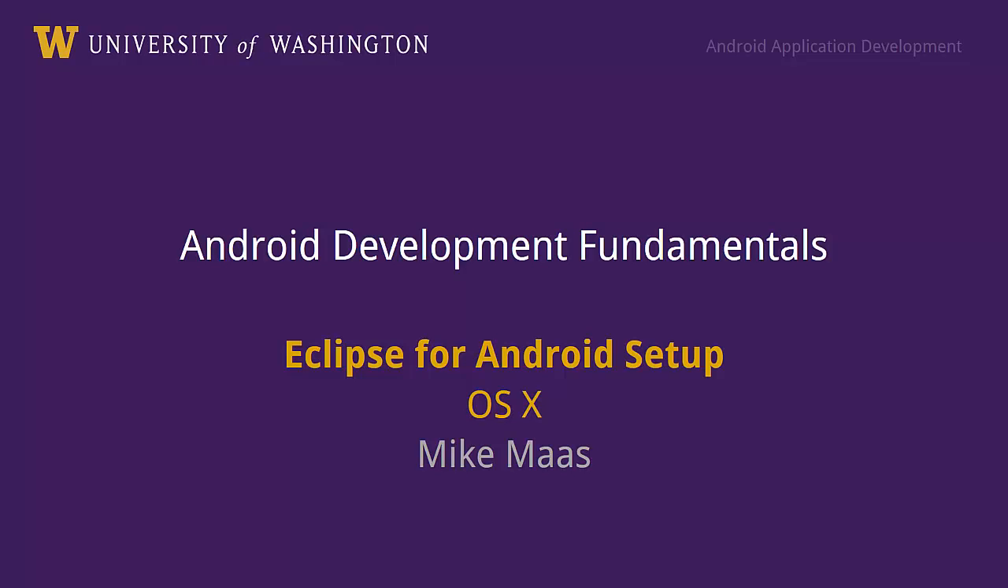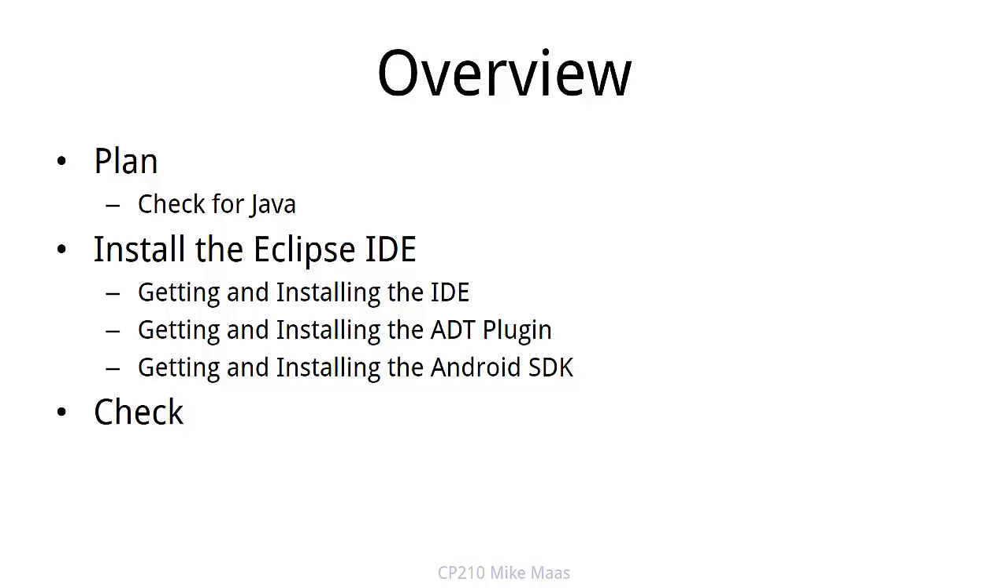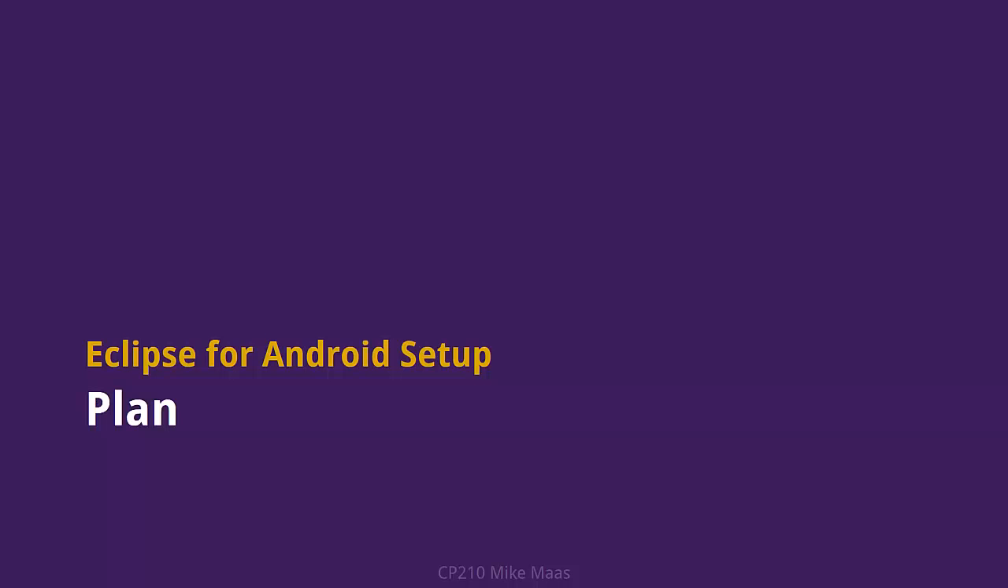Hi, my name is Mike Moss, and this video is how to set up Eclipse for Android on OS X. So the first thing we're going to want to do is check to see if we have the right version of Java. And then beyond that, it's just simply a matter of installing the IDE and the ADT plugin. And after that, we'll take a quick check and see if everything's installed properly.